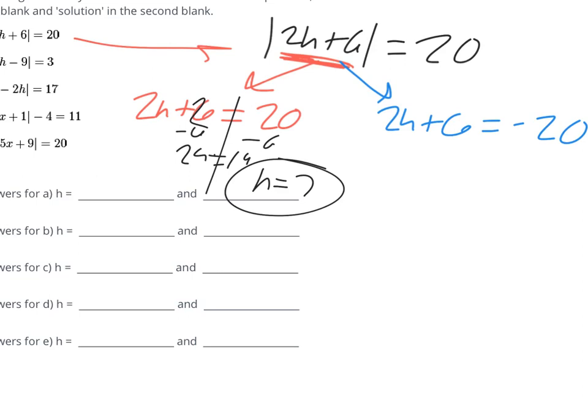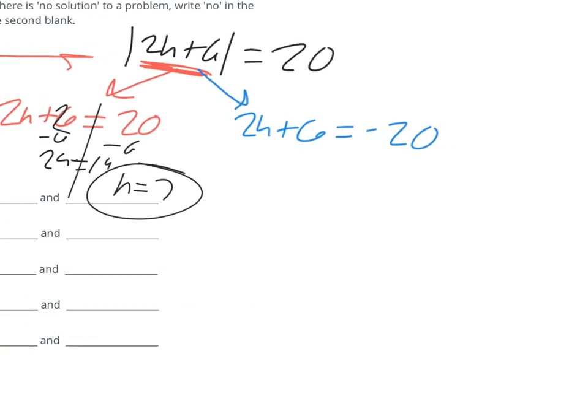Because like we said, if I try that answer back, 7, and I put it in there, 2 times 7 gives me 14, plus 6 gives me 20. And yep, the absolute value of 20 is 20. So it works, okay, just like we talked about. So there's one answer, but now you got to solve the other one.